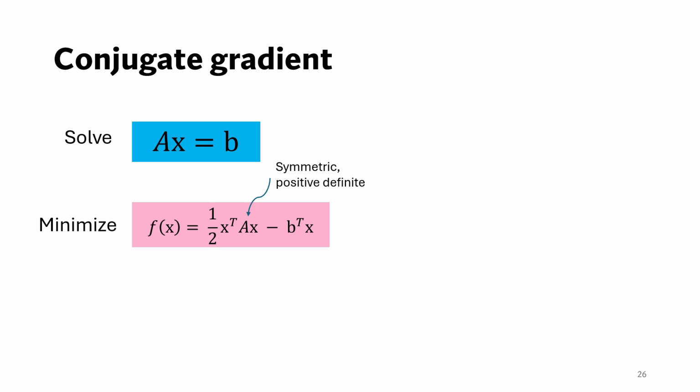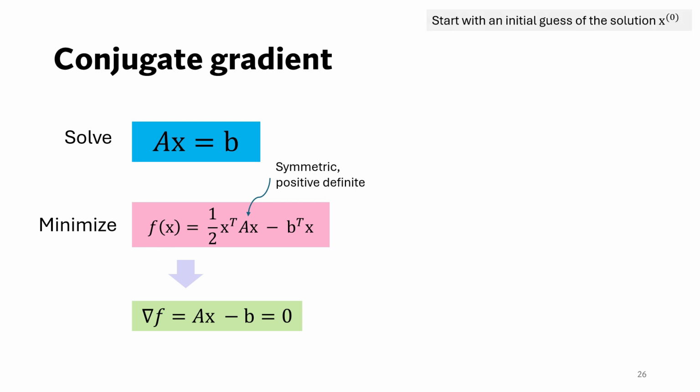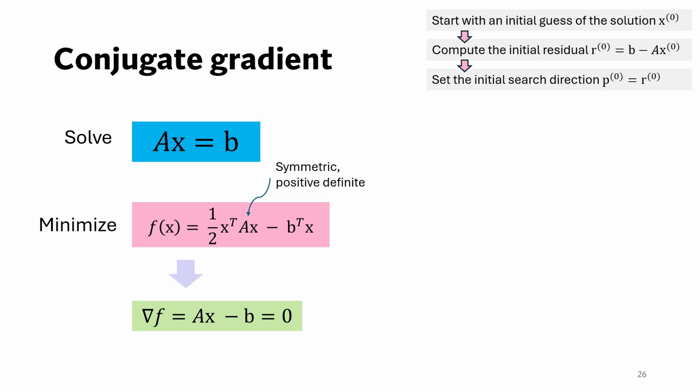The scalar function is minimized when its gradient, which is equal to Ax minus b, is 0, which is the same as the matrix vector representation Ax equals b. We start with the initial guess of the solution vector, then we compute the initial residual. We can then set the initial search direction to be the same as the residual, which we can see is in the direction of steepest descent.